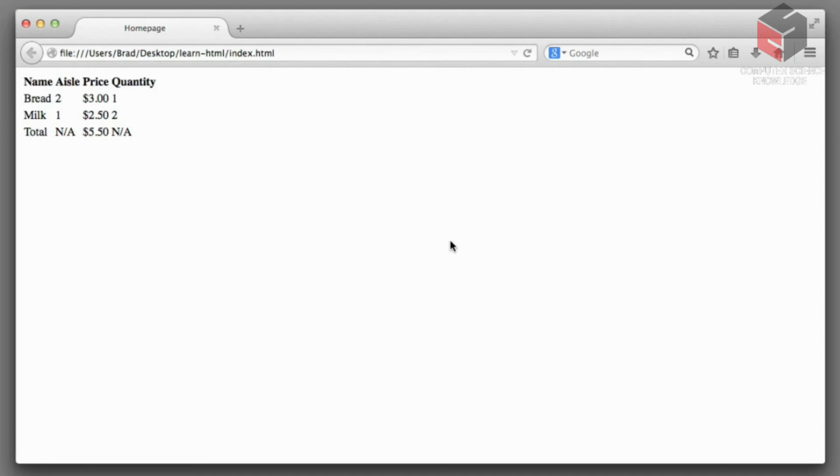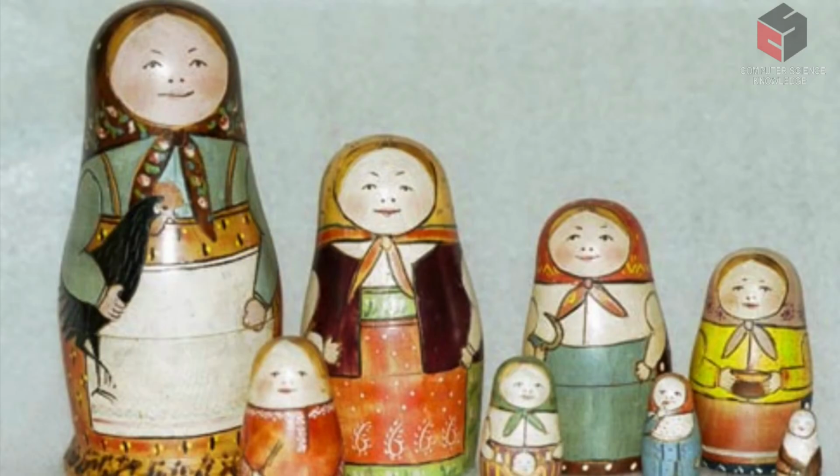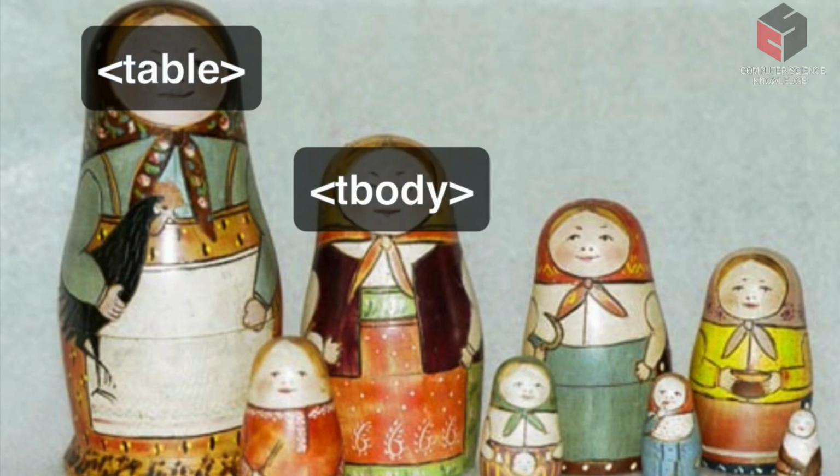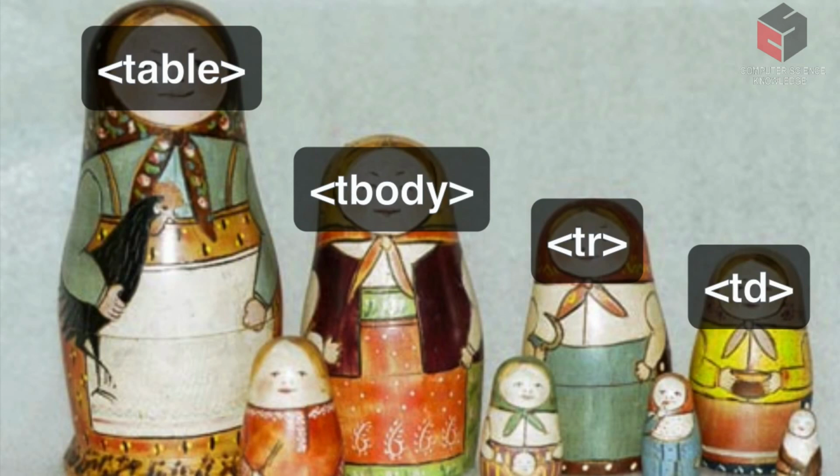That's going to bring this lesson to a close, but first, here's a quick review of the structure of a table. At the highest level, we have the table element. Inside that, we have either the thead, tbody, or tfoot element. Inside that, we then have a row, and then within that row, we have a table cell, which is either a piece of data, TD, or a header, TH.